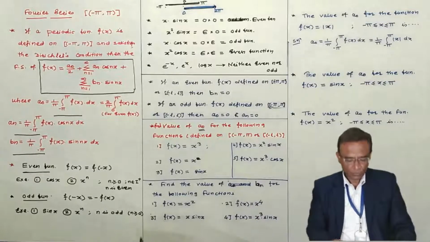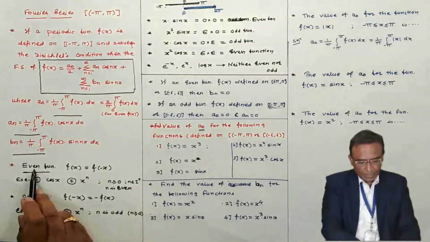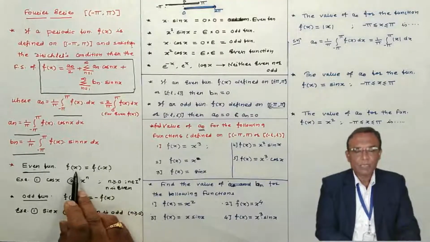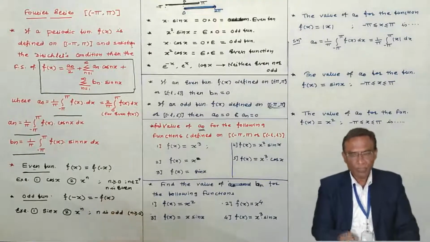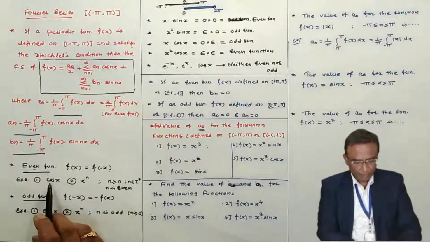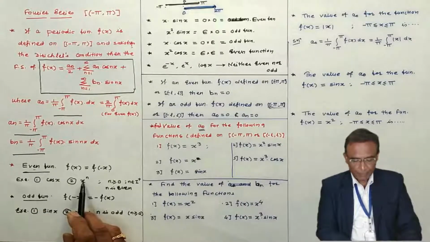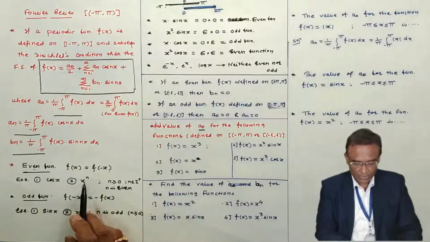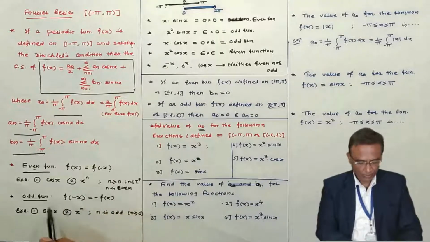So in short, I tell you what is even and odd function. Even function is what? f(x) equal to f of minus x. Means if you replace x by minus x, the function remains unaltered, the function remains same. So that is an even function. Cos x is an even function. x to the power 2, x to the power 4, x to the power 6, x to the power 8, x to the power of any even positive integer is an even function.